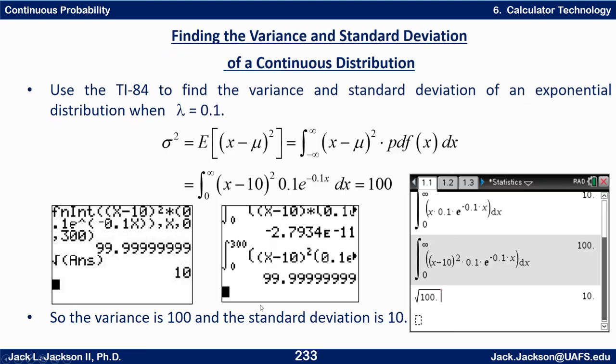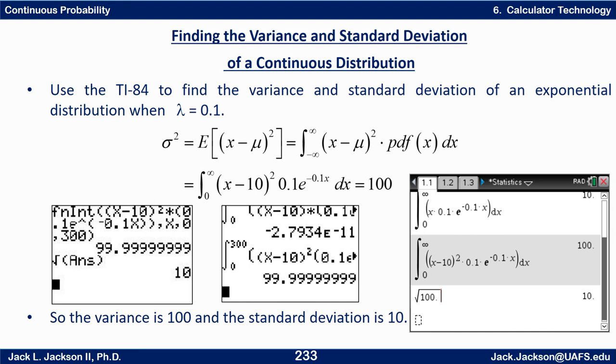Now, once you have the mean, we can now talk about the variance. Remember, the variance is the expected value of x minus mu squared. So we're integrating x minus mu squared times the PDF of x. So in this case, all x's is just from 0 to infinity. So we're doing this integral. Turns out it's 100. Let me show you that.